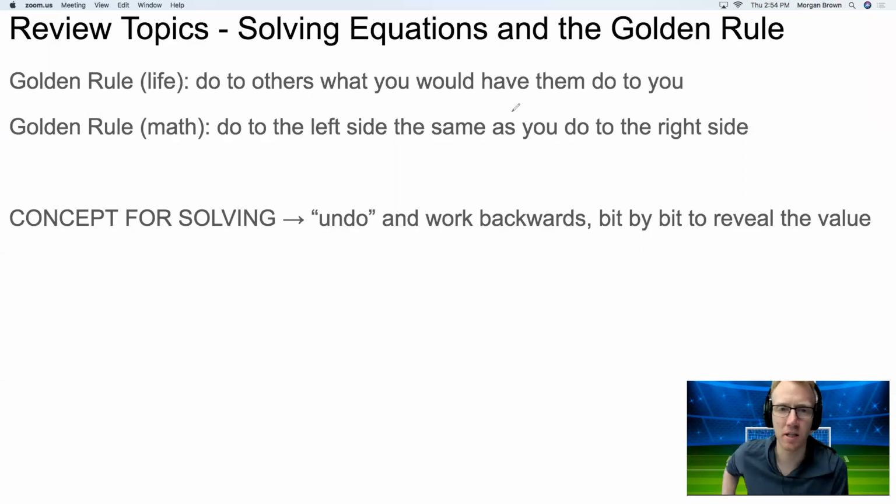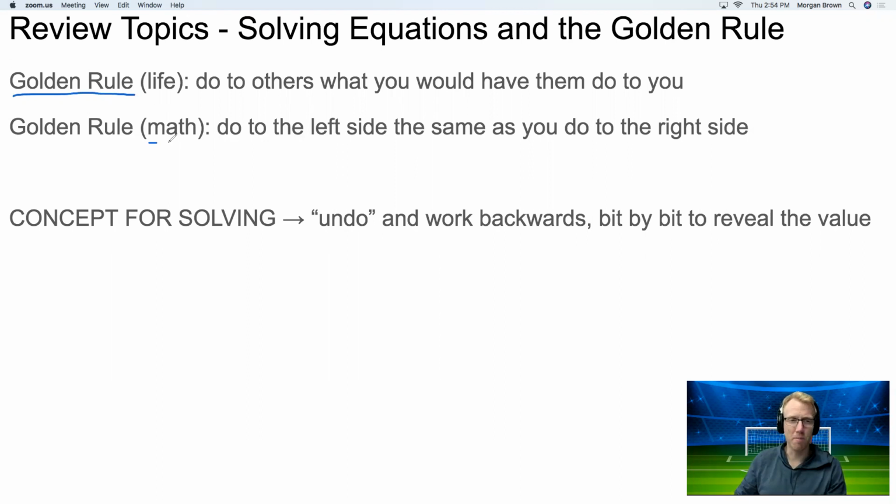Solving equations and the golden rule of math as it relates to equations. So here we go. What's the golden rule that you already know for life? Do unto others what you would have them do to you. The idea here is balance, equality. And we use the same idea or the same concept in mathematics.